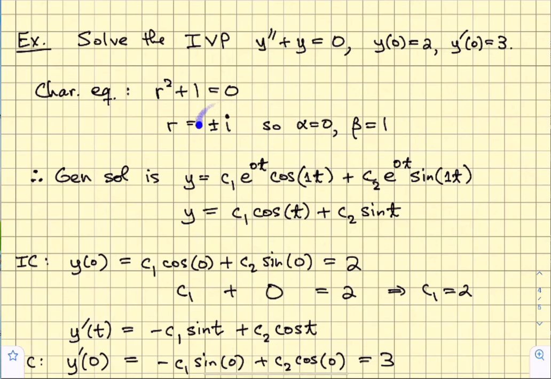So this one might be so easy that it's difficult. Notice that tells me that the real part, alpha, is 0 and my beta is 1. So remember, alpha plus or minus beta i. My alpha is 0, my beta is 1. So my general solution would be C1 e to my alpha t cosine beta t plus C2 e to my alpha t sine beta t. When this simplifies, you just get a sinusoid, C1 cosine t plus C2 sine t.